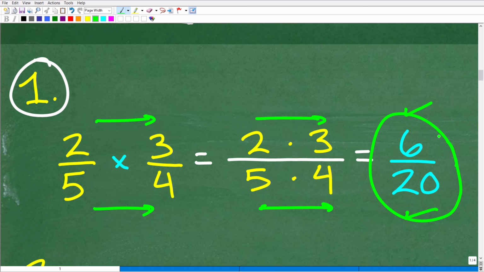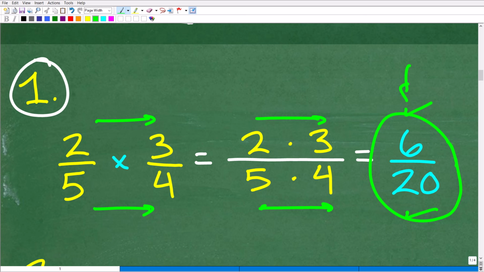Now, some of you might be saying, hey, Mr. YouTube Math Man, don't you have to reduce that fraction? Yes, you do, and I'll talk about that in my bonus tips. All I want you to do is understand how you multiply fractions. Just multiply the respective numerators and denominators. It is that easy. As long as you know how to multiply basic numbers, you'll be good to go.